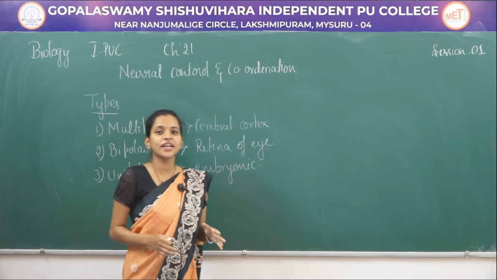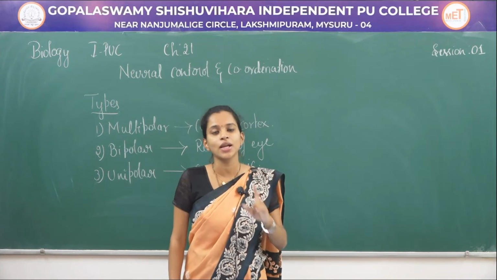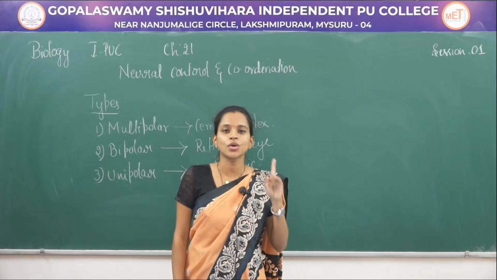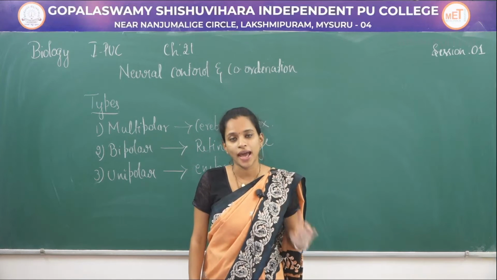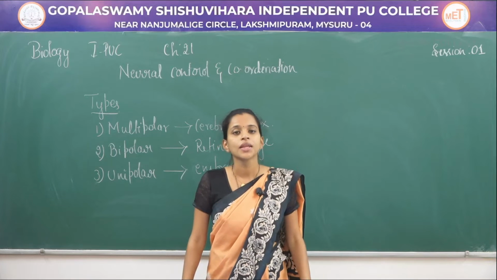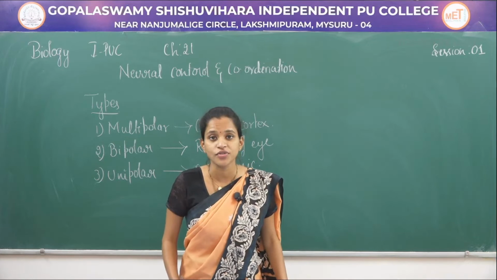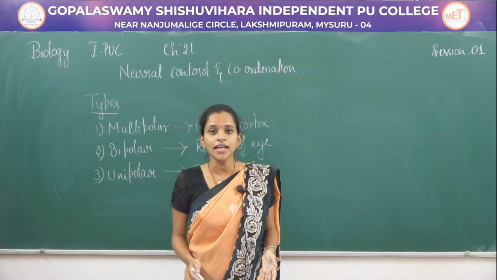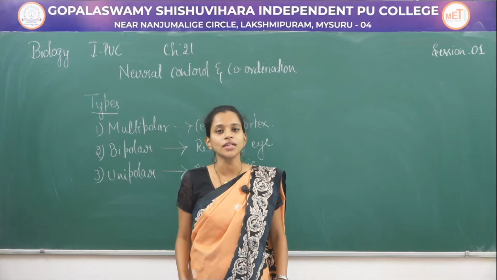So they are classified into three different types: multipolar with many dendrites and one axon, bipolar with one dendrite and one axon, and unipolar with only one axon without any dendrites, but they do have a cell body. Multipolar neurons can be identified in the cerebral cortex of the brain, bipolar can be seen in the retina of the eye, and the last one, unipolar, can be identified in the embryonic stage.